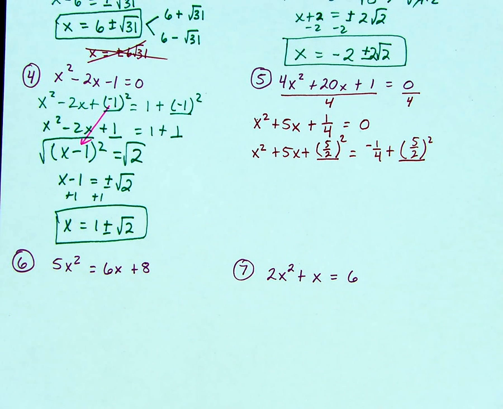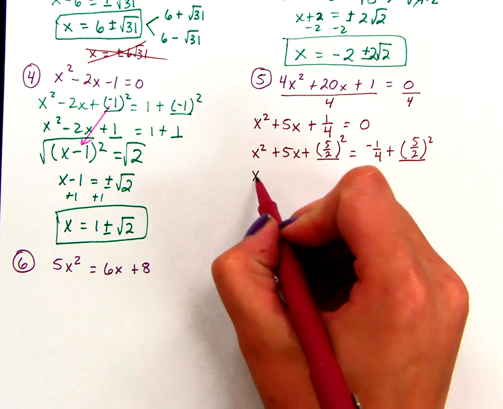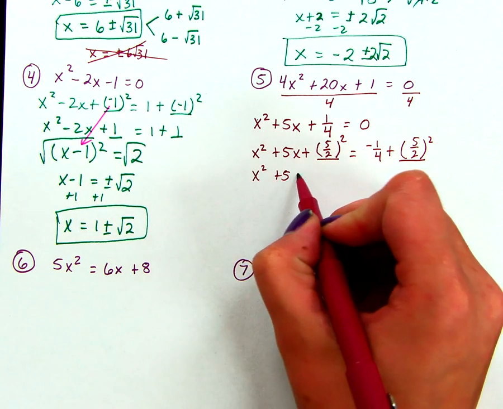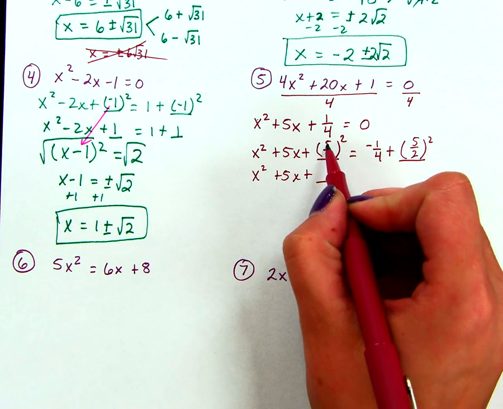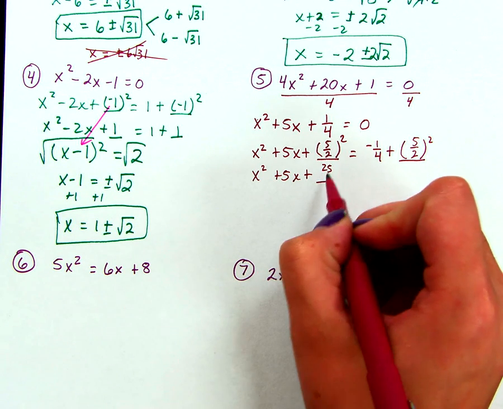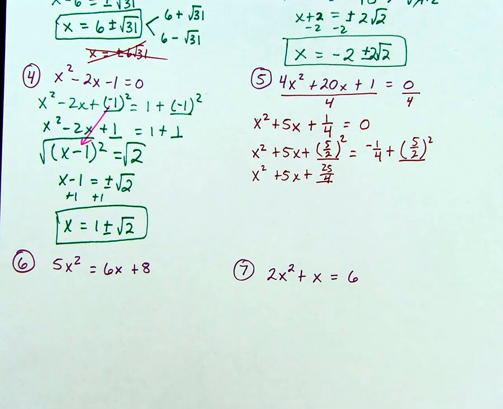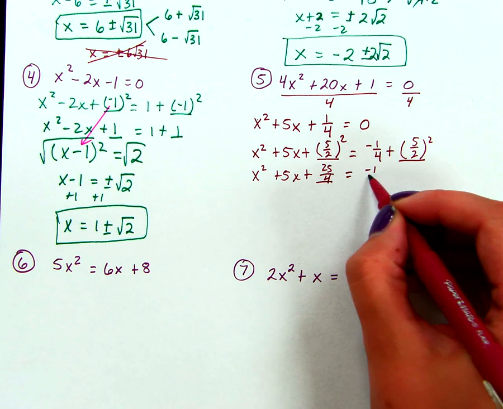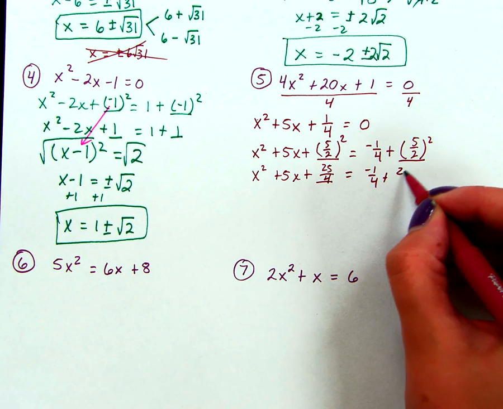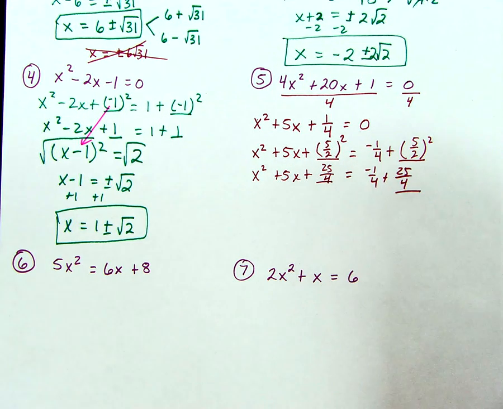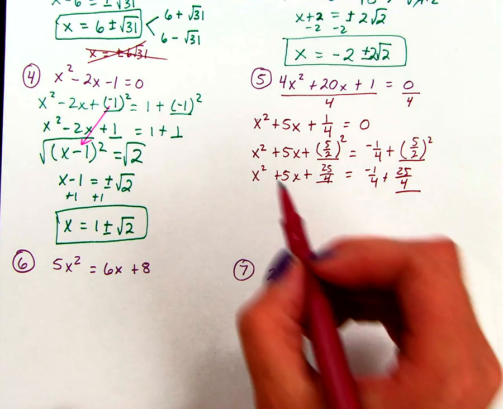So when I continue, we're just simplifying to start with. This is going to be x squared plus 5x plus, and then 5 squared is 25, 2 squared is 4. So negative 1/4 plus 25 over 4. And then now we have to factor.